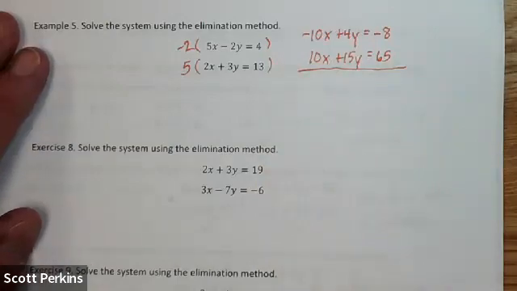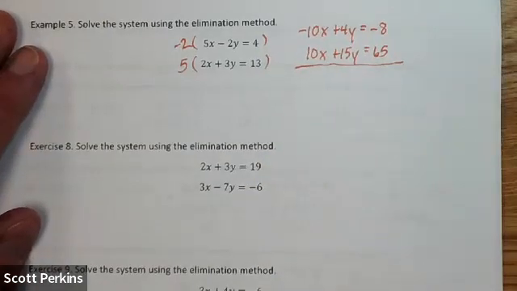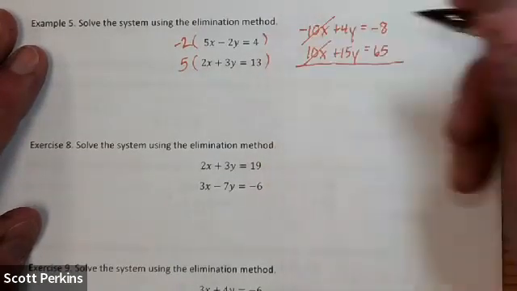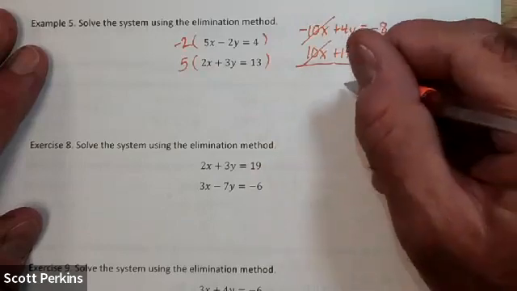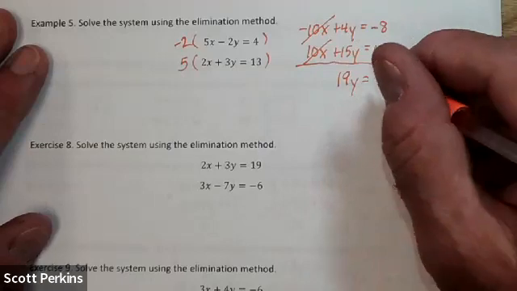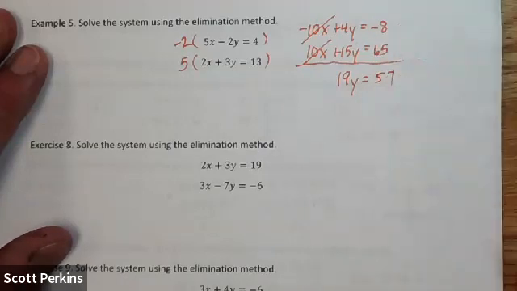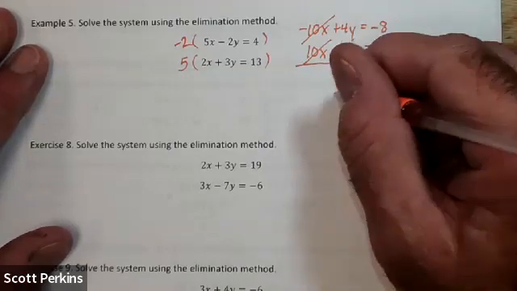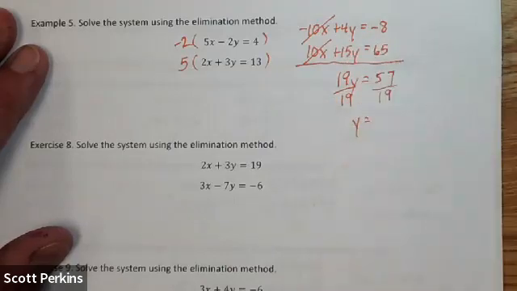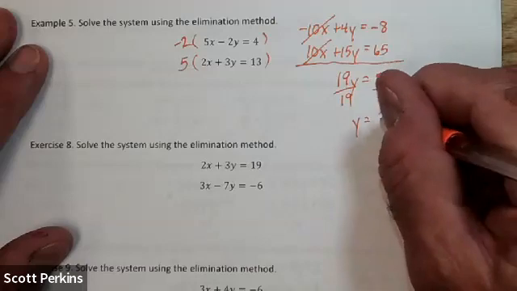And so now when I go to add those two things together, you notice the x's cancel just like I wanted. -10x plus 10x cancels. 4y and 15y is 19y. And then -8 and 65, that's 57. I'll divide. And your calculator is going to tell you the good news that 57 divided by 19 is 3.